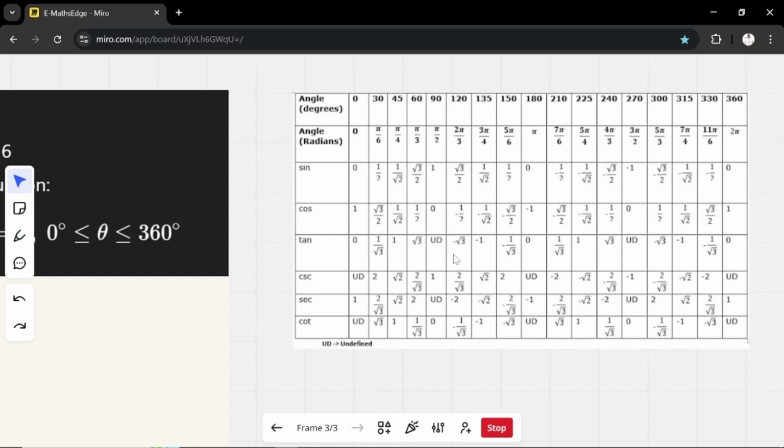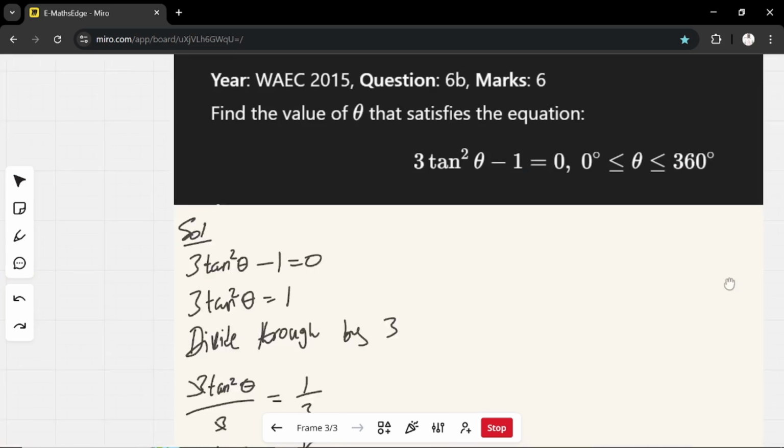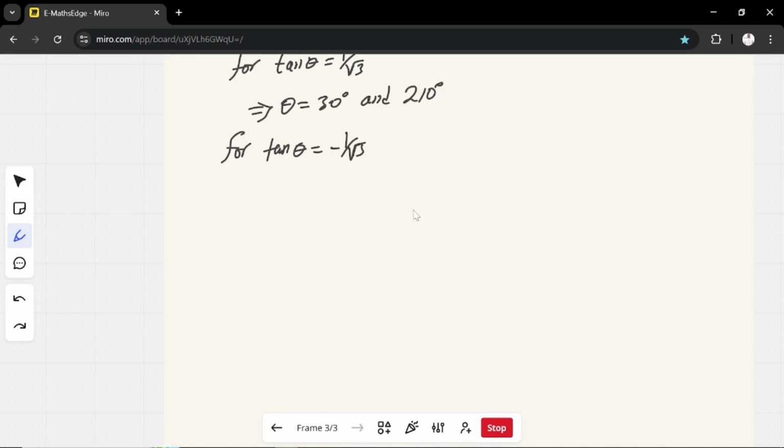We have at 150 degrees and 330 degrees, tan θ is -1 all over root 3. So for tan θ equal to -1 all over root 3, this implies that θ is equal to 150 degrees and also 330 degrees, right?